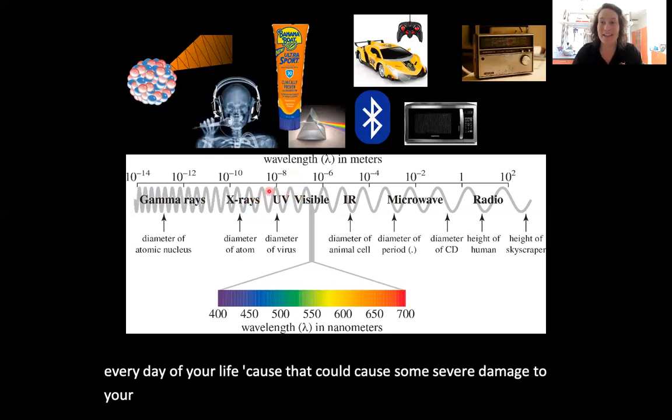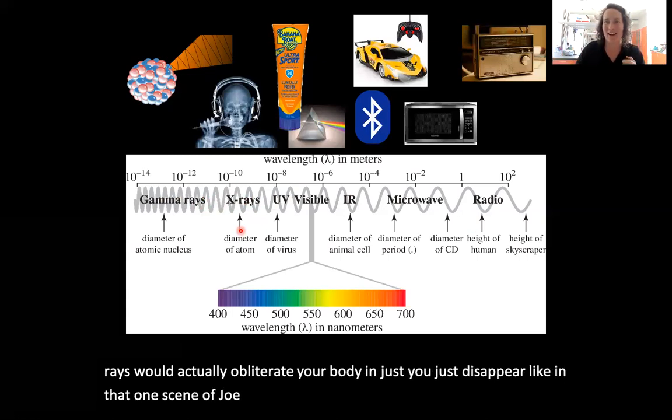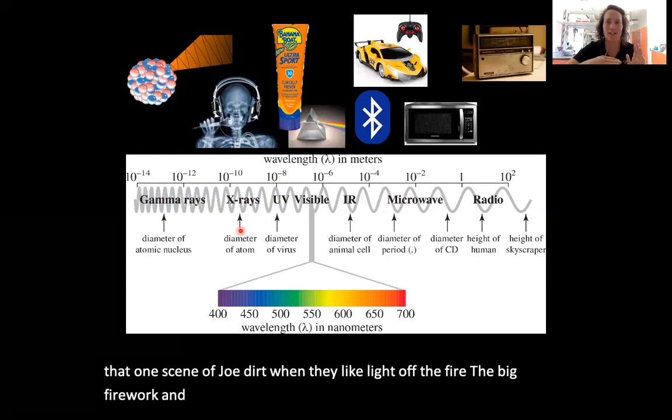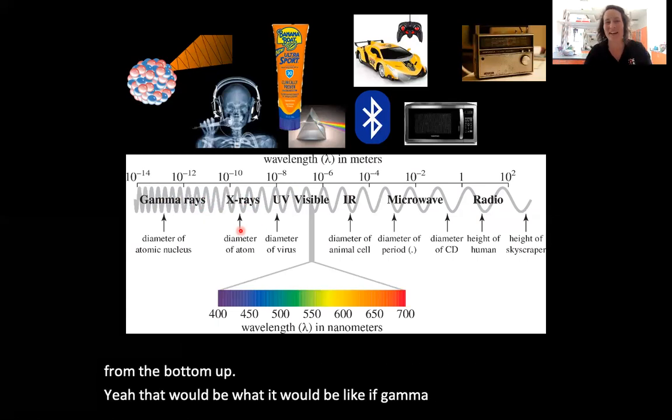So we try to limit the amount of X-rays we get, and gamma rays would actually obliterate your body and you just disappear, like in that one scene of Joe Dirt when they light off the big firework and he looks over at his friend and his friend just disappears from the bottom up. Yeah, that would be what it would be like if gamma rays were a thing.